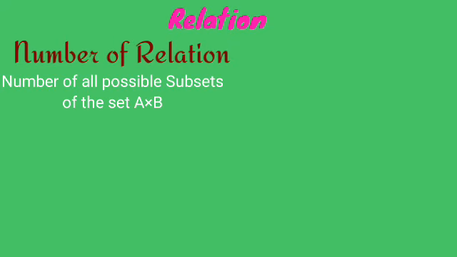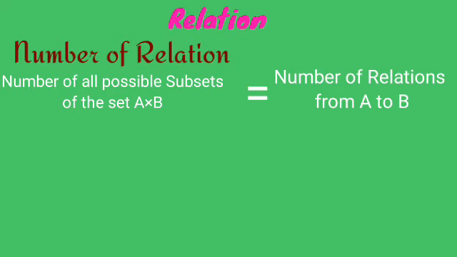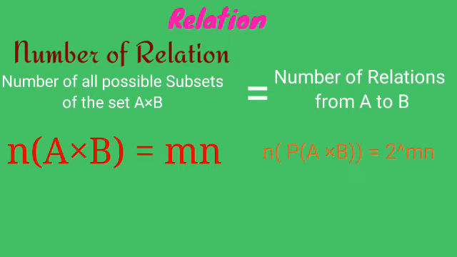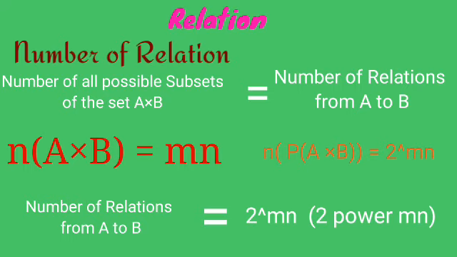Now the question is, how many such relations can there be between two sets? Since a relation is a subset of the set A cross B, all possible subsets can be different relations from A to B. So the number of all possible subsets will be the number of relations from A to B. As we know, if there are mn elements in A cross B, then 2 to the power mn is the number of all possible subsets. So the number of relations will be 2 to the power mn.